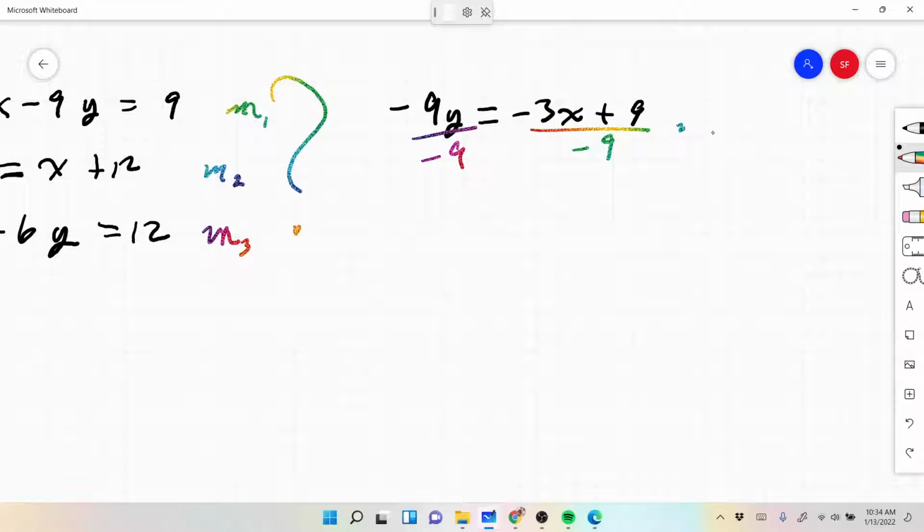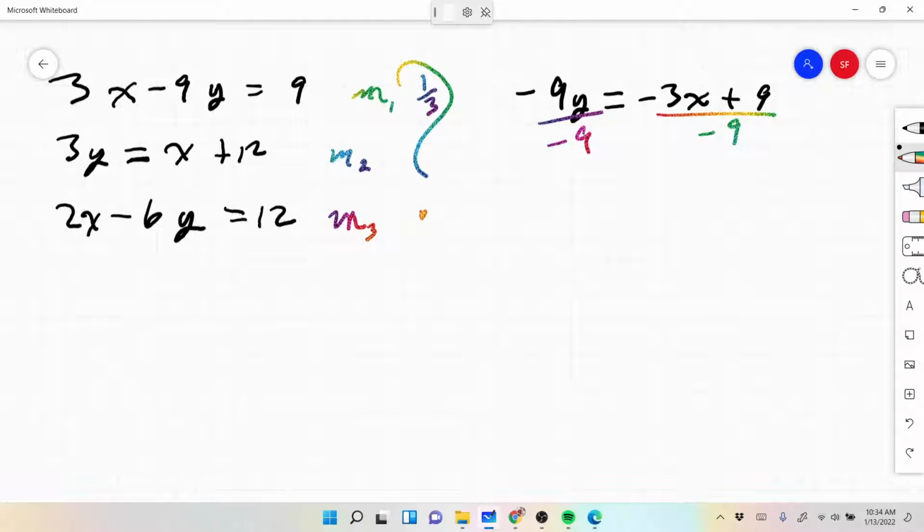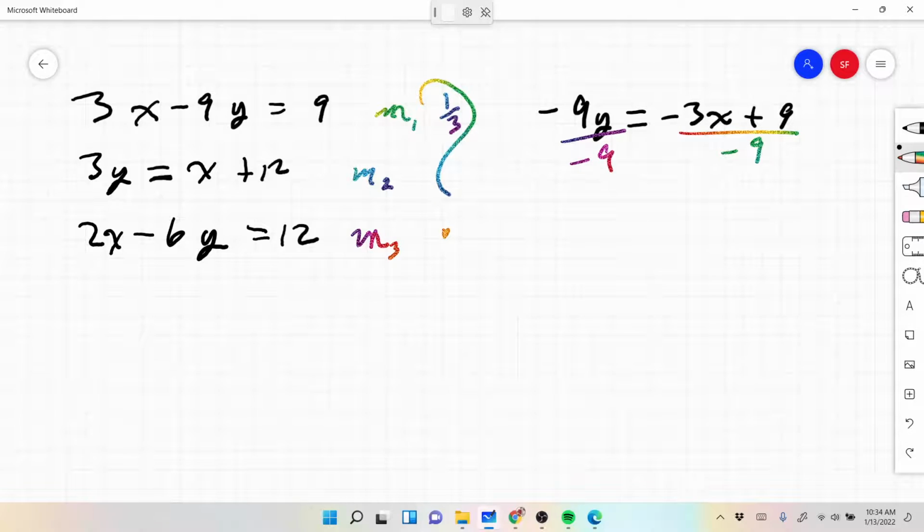Wouldn't it just be 3 or 1/3? It would be 1/3. So M1 is 1/3. We don't really care about the rest of that problem, right? How are we going to get the second one in slope-intercept form? How do we know that's not perpendicular? We don't know anything yet. We divide the 3 off. I was going to say get rid of the 12.